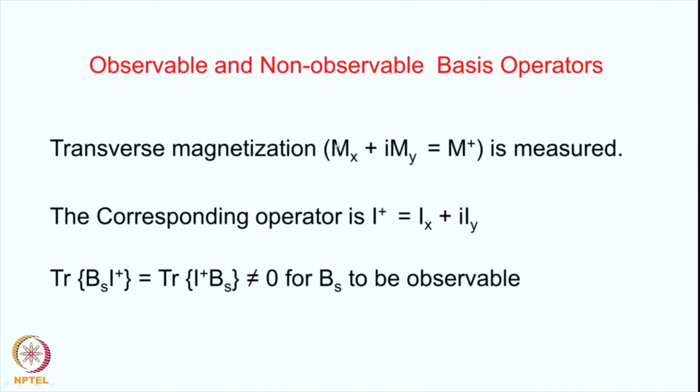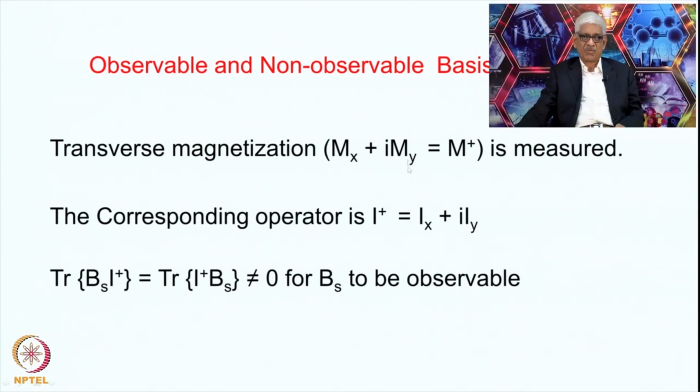This is the x component of the magnetization, this is the y component of the magnetization, and this is the complex magnetization we measure. And we have seen earlier that we have to calculate the expectation value of the corresponding operator for such an observable. If this is our observable, the corresponding operator is I plus, which is Ix plus iIy.